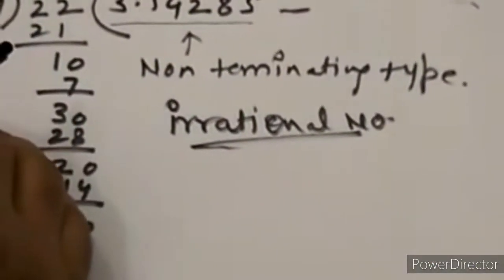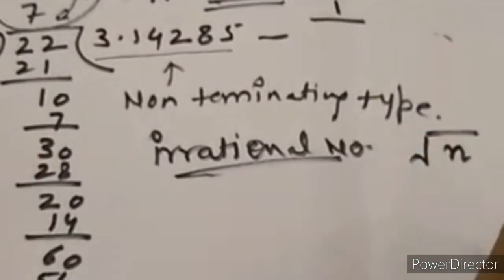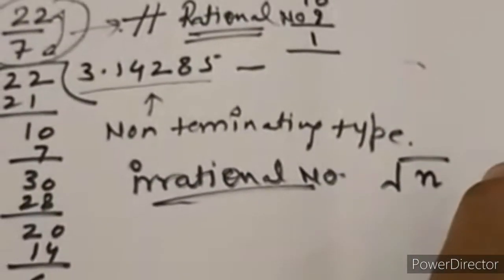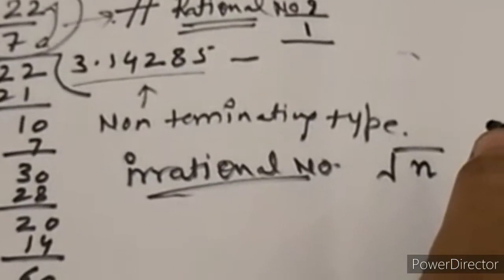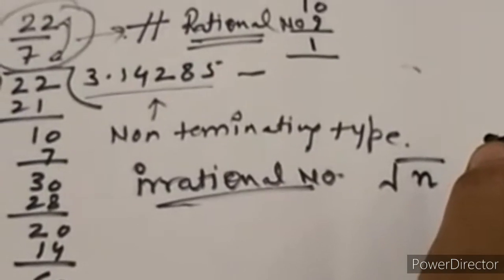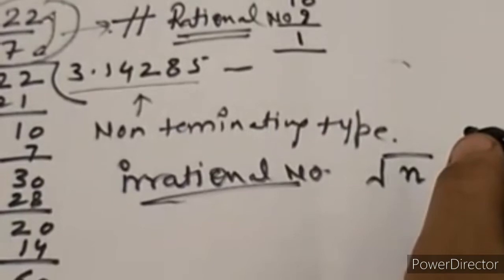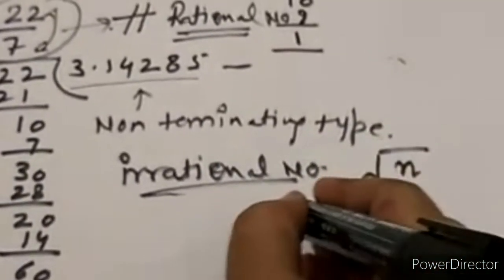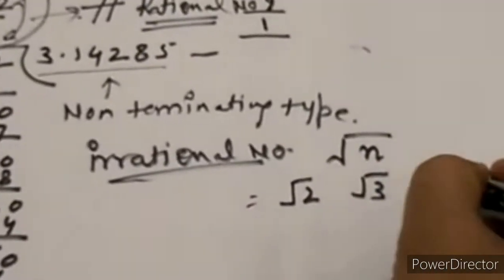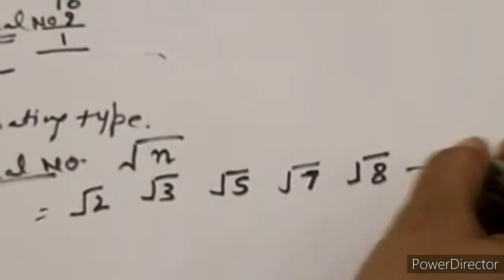In particular, the square root of any natural number which is not the square of any other number is called an irrational number. Similarly, for example, root 2, root 3, root 5, root 7, root 8, these are all irrational numbers.